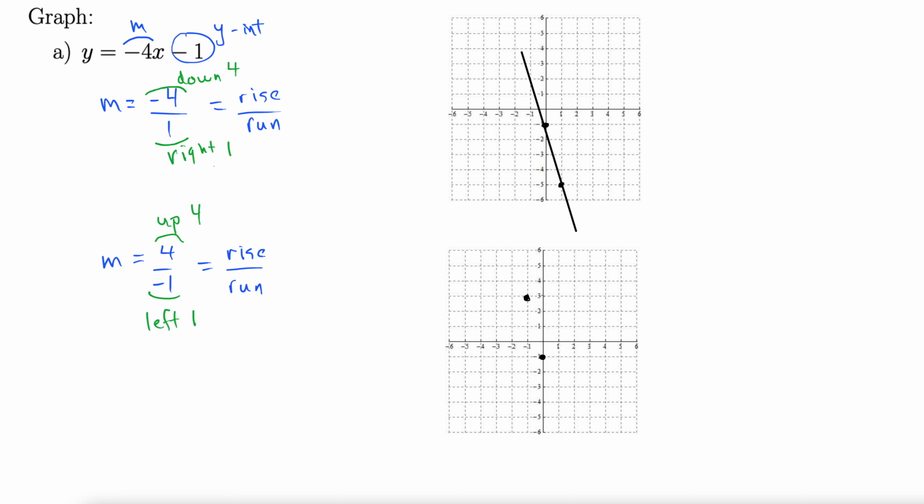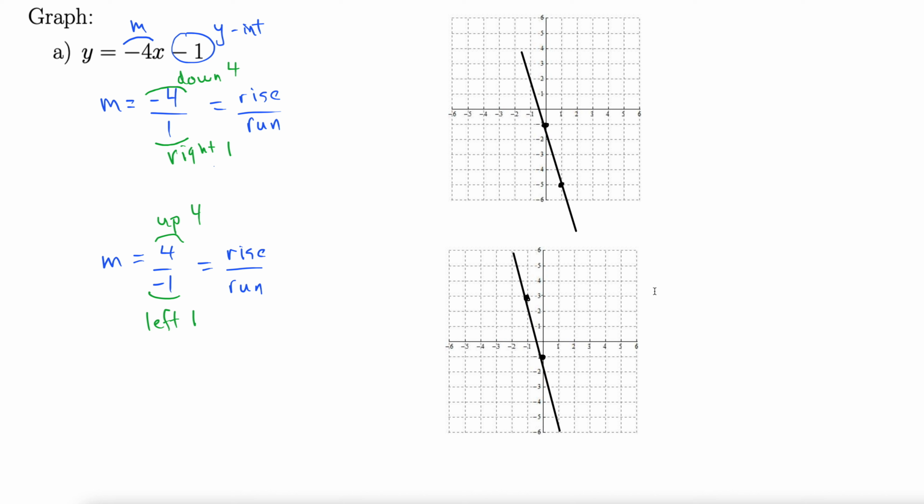Connect those 2 points. And what do we get? Let's see here. Lo and behold, it's the same line. Okay, so there's 2 different ways to graph a line, depending upon where you put the negative with the slope. Both are equally acceptable.